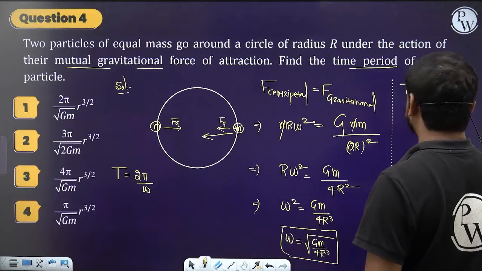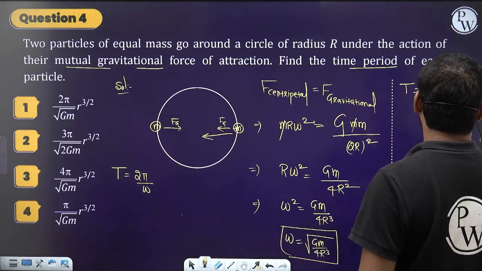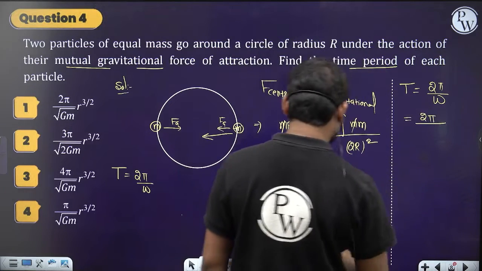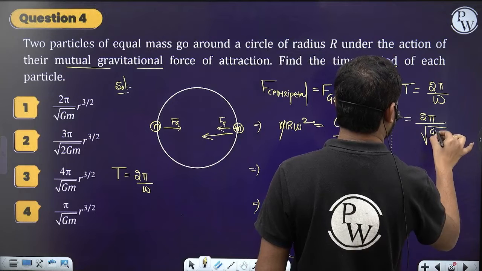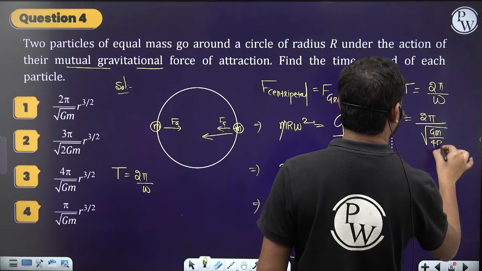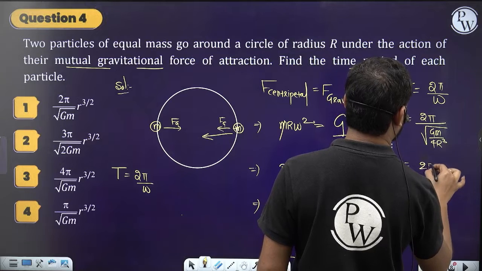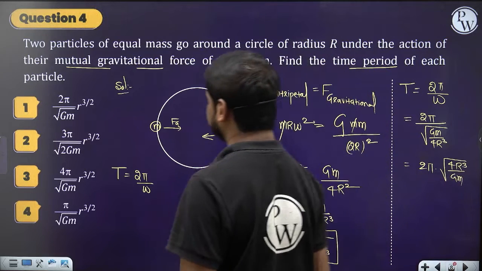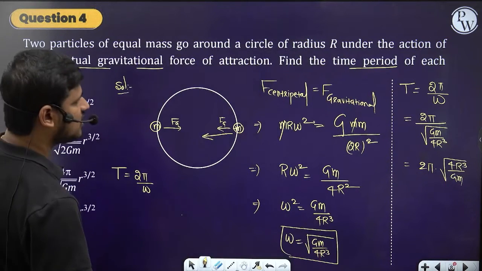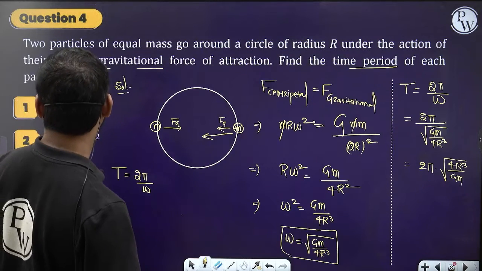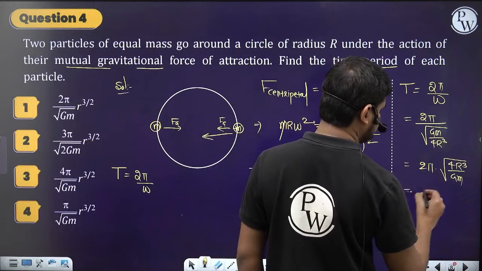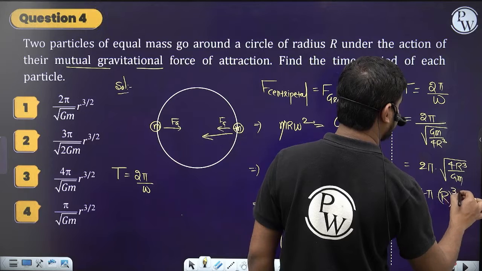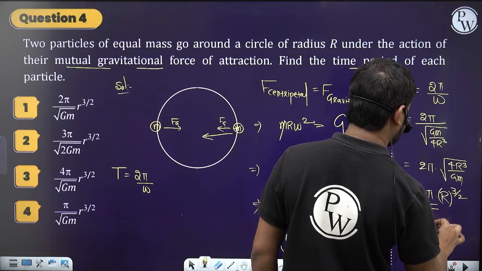So time period T is equal to 2 pi by omega. So what is omega? Root over G m by 4R cube, right? So we can write it as 2 pi into root over 4R cube by G m. So how are the options? Options are R to the power 3. Okay, so you can take 2 out. Root 4 is 2, so 2 will come out. 4 pi into R to the power 3 by 2 by root G m.